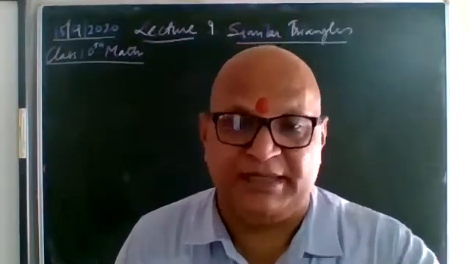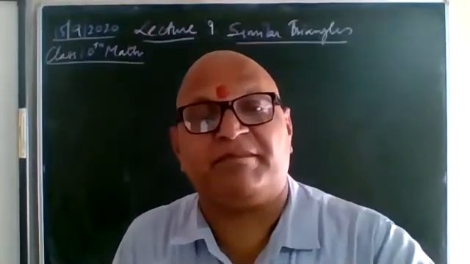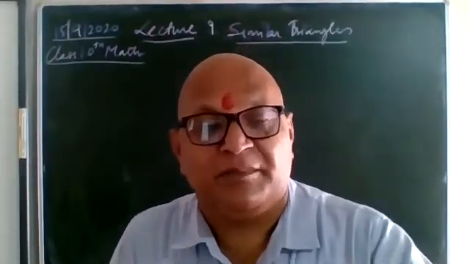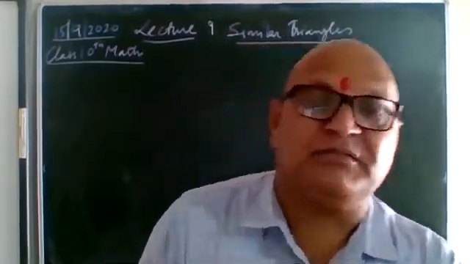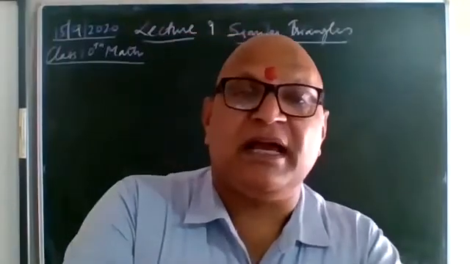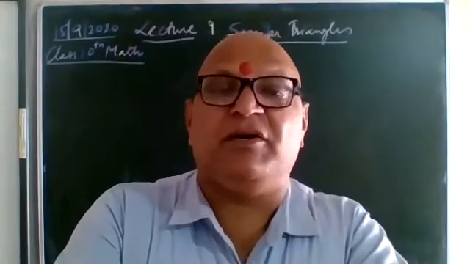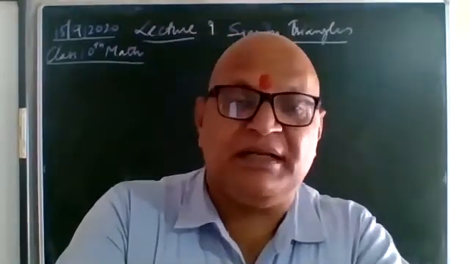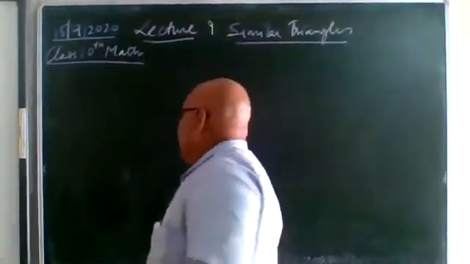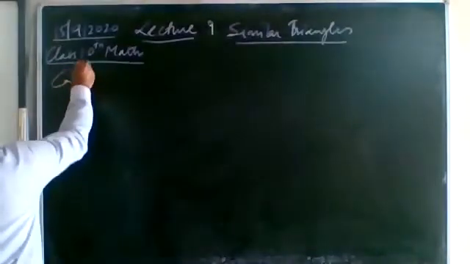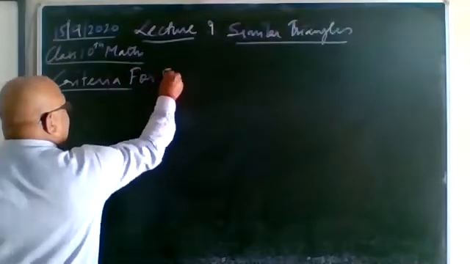But whenever we have to prove triangles similar, then we have three properties. Three properties to prove similar. And what are the three properties? First, SAS similarity. Second, triple A similarity or double A similarity. Third is SSS similarity. Now, criteria for similarity.